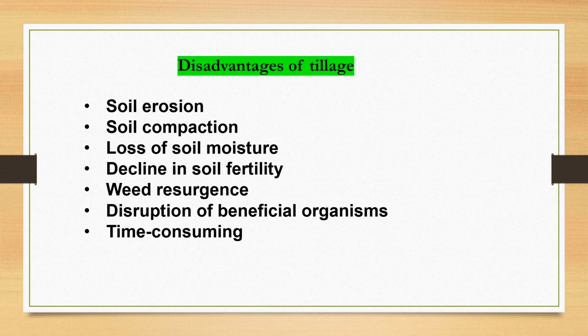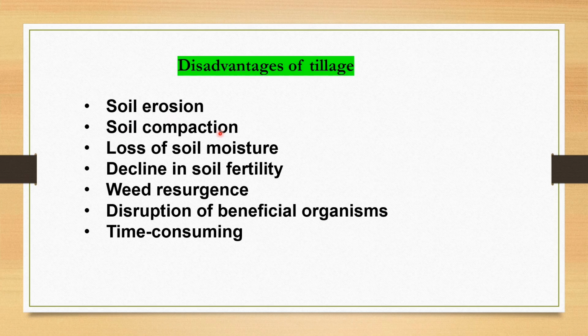Now we also see the disadvantages of tillage. First disadvantage is soil erosion. Why are we saying soil erosion? Because of frequent tillage in the field, some of the farmers are doing tillage again and again. Especially in sloping areas, when there is rainfall, there will be loss of soil through erosion.